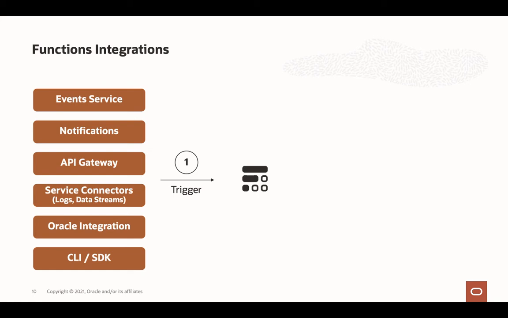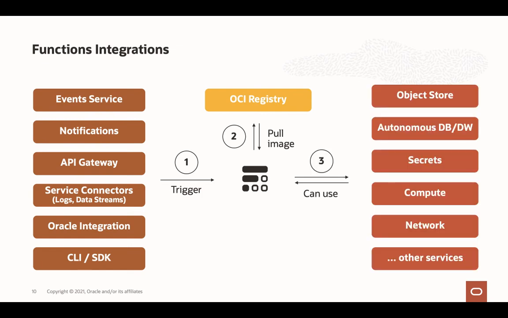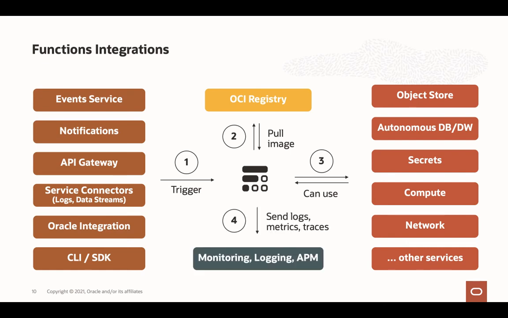Once you trigger your function, the service will pull the Docker image from the OCI registry. In your functions, you can grant your functions access to use any of the OCI services. Your function can read from object storage and write to an autonomous database, for instance. And while the function's executing, you can send logs, metrics, and traces to OCI monitoring, logging, and APM service, respectively.